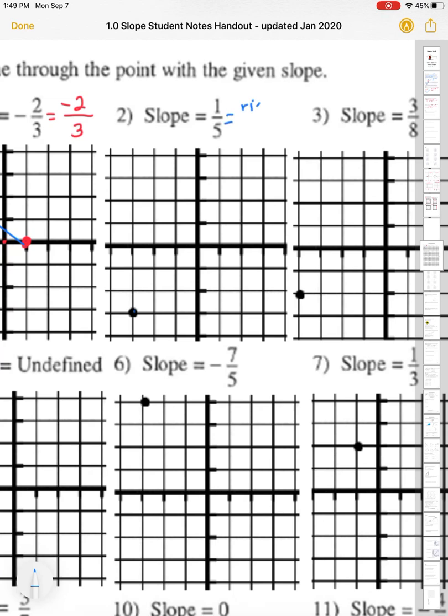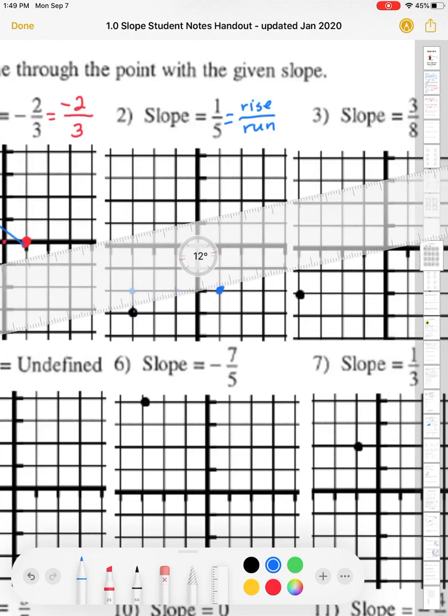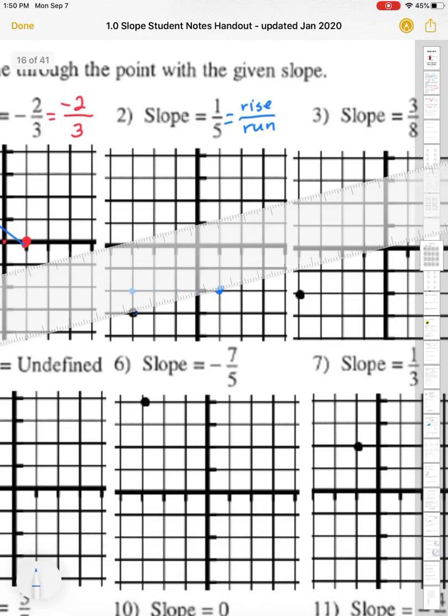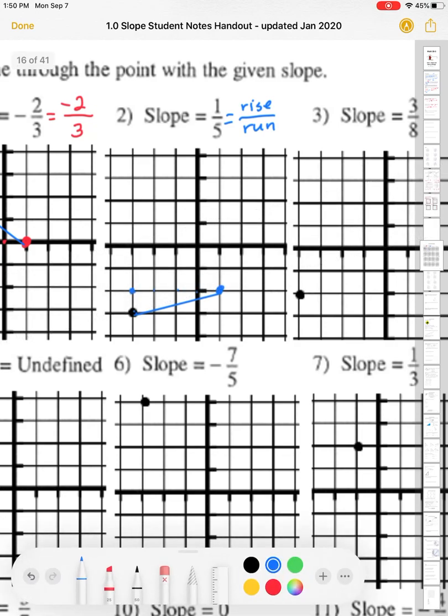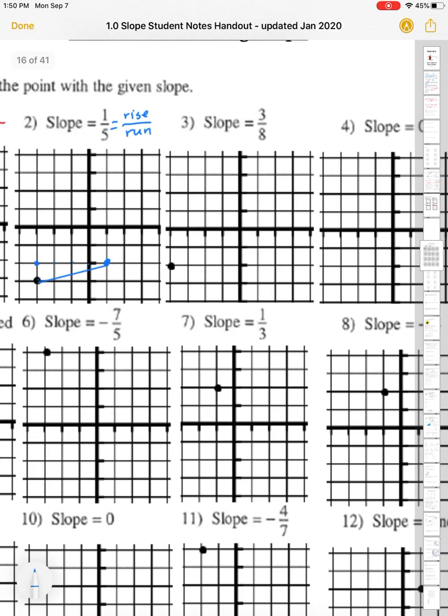Okay, so let's look at number 2. We have our point. We have our slope is 1 over 5. So remember, that's rise over run. So that means it's positive. So I go up 1 and I go over 5. Now I can put in my ruler. I want the starting point and the ending point. I'm just going to line those up. And there we go. Okay. And again, it's easier to do this on paper than an iPad, which is where I'm doing mine.